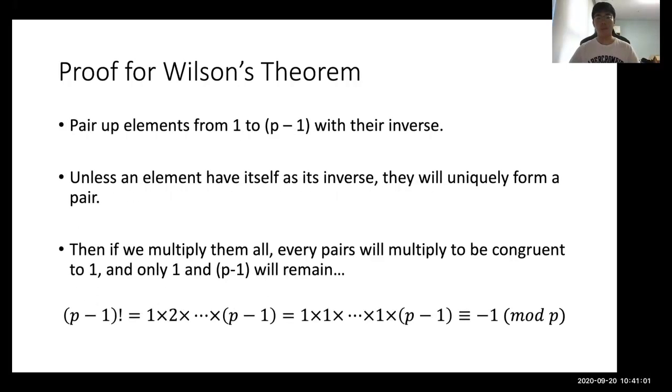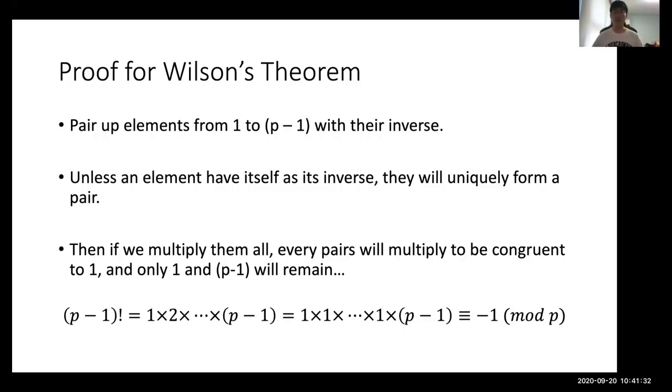So we can, from 1 to p minus 1, pair up the elements with their inverses. Unless an element has itself as its inverse, they will uniquely form a pair. For example, if we have p equals 5, 2 and 3 will form their inverse pair, and then 1 will have itself as the inverse, and 4 also will have itself as the inverse.